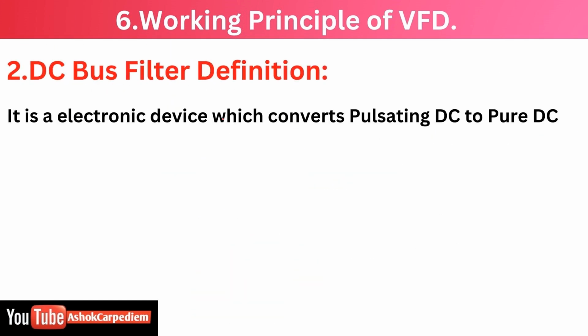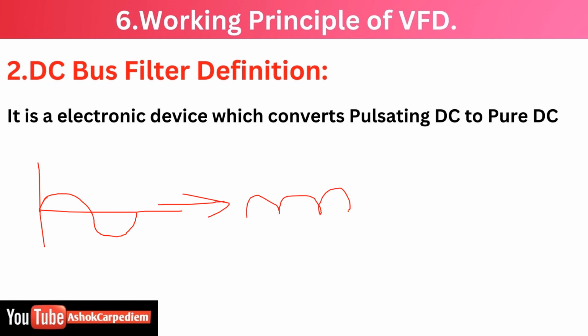It is an electronic device which converts the pulsating DC to the pure DC. I told, right? So in the first part it is like this, correct? Then from this rectifier, what it has done, like this. So this way it has given, but this is not correct because our DC wave is like this. It is a straight wave. So this bus filter converts this one, see, this is the pulsating DC. It is not the pure DC.